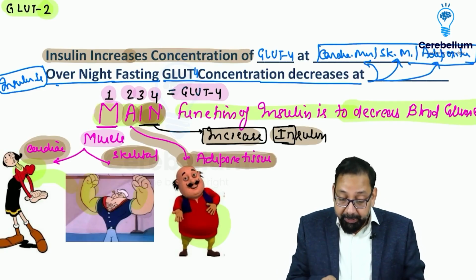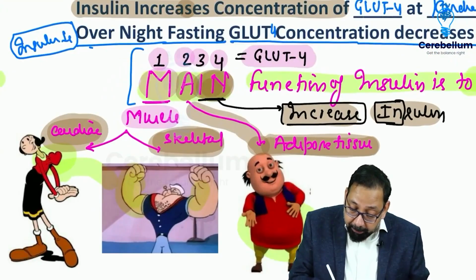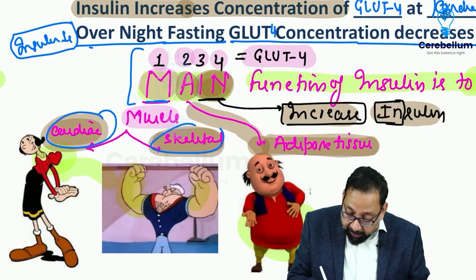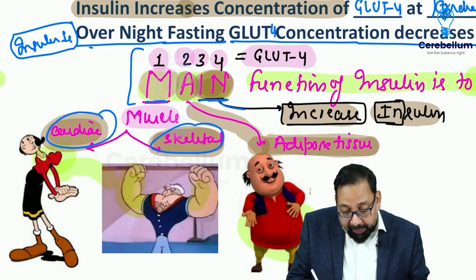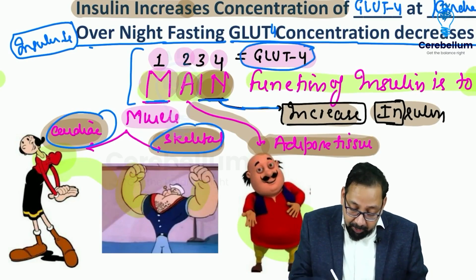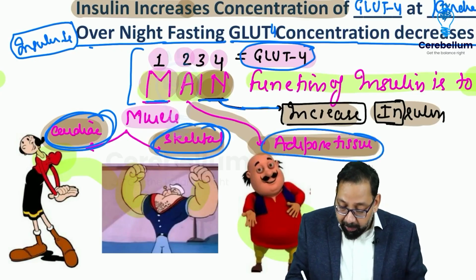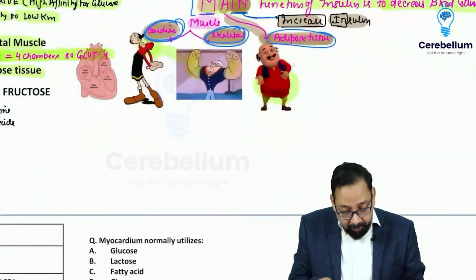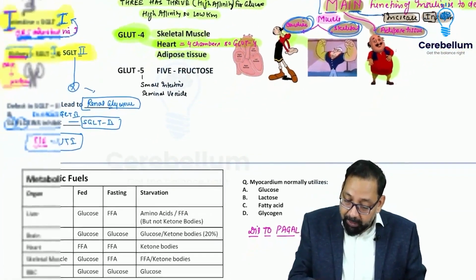Again, I am repeating, this mnemonic is really important. Multiple times questions are asked. MAIN: M for muscle, cardiac and skeletal. IN for insulin, IN for increase. Insulin increases glucose transporter 4 at cardiac muscle, skeletal muscle and adipose tissue. You may remember by this mnemonic or by this image.